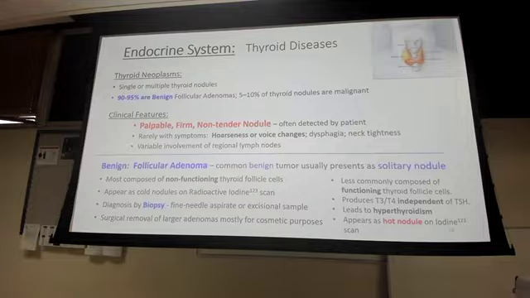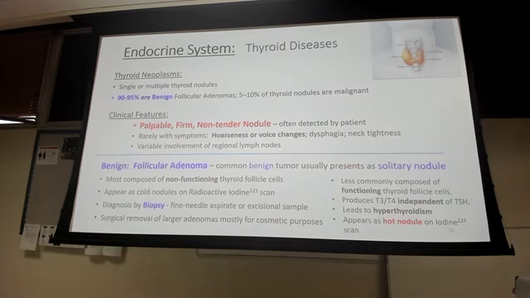This variable involvement of the regional lymph nodes is specific to cancer. If you have a benign follicular adenoma, it's not going to metastasize. So regional lymph node involvement is specific to cancer, because the thyroid sits here and if it starts to metastasize, it can go to the lymph nodes.